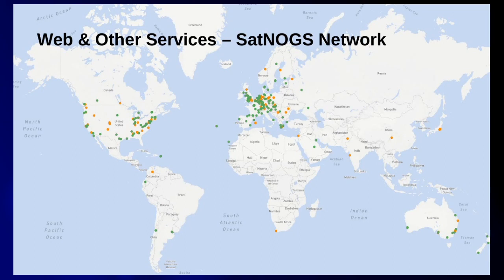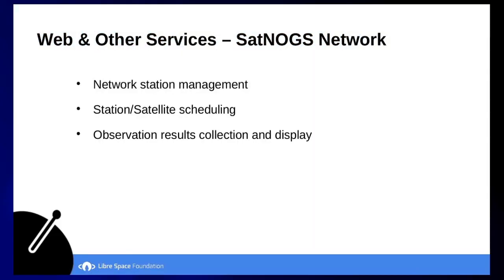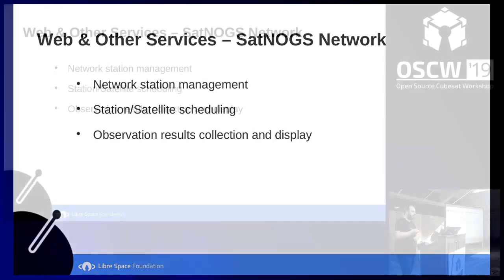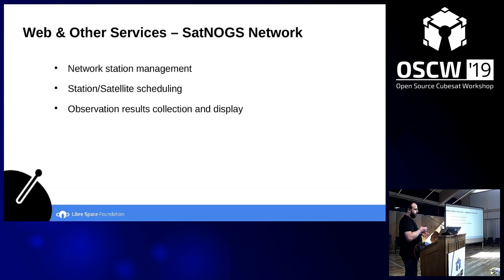Now, we are moving to web and the other services, and we start from SatNOGS Network. Here is a recent map with green dots being the online stations, and orange dots being the stations that are currently in testing. The network allows the management of each station, and also allows us to schedule satellite passes over the stations, and also displays and collects right now the observation results.